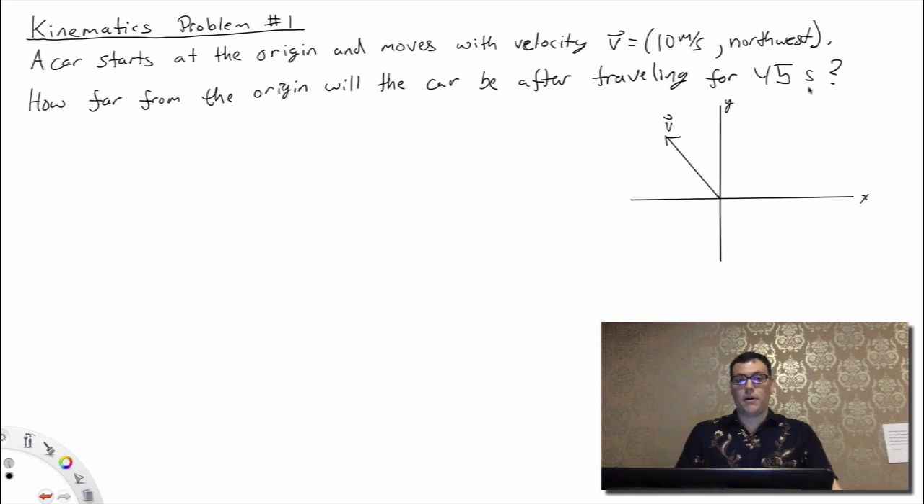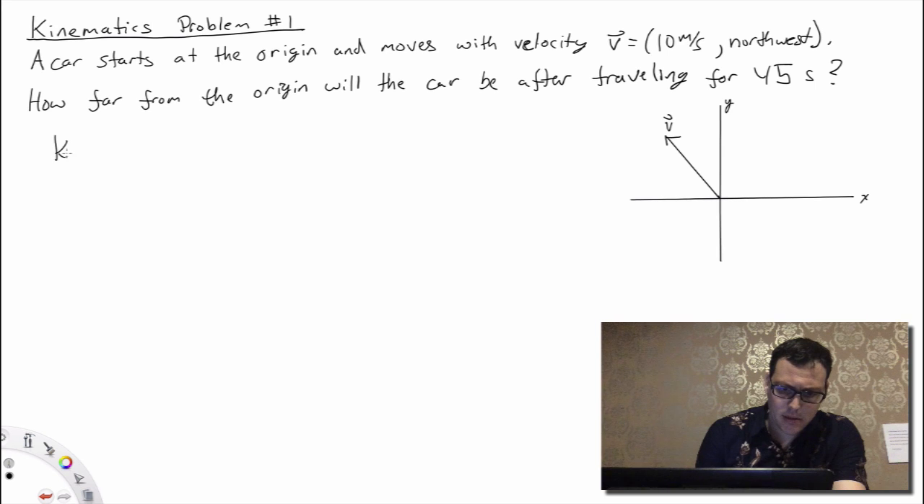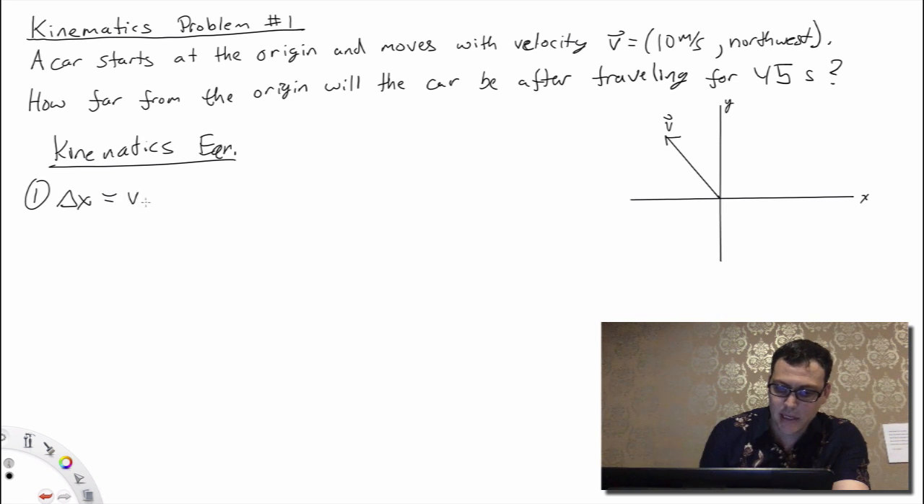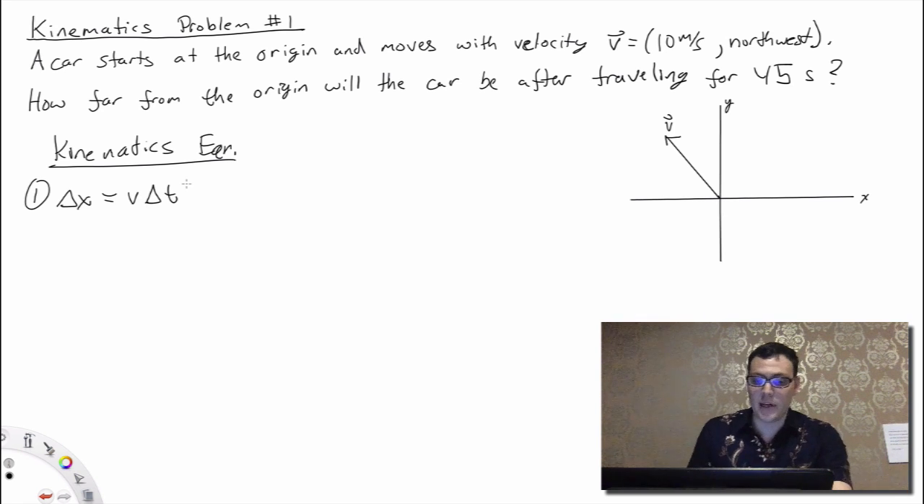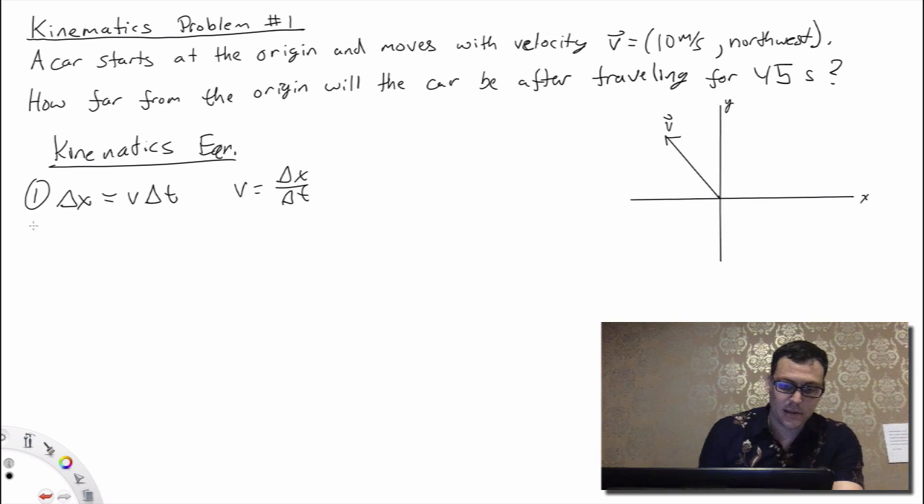All right, this is a kinematics problem. So let's write down our kinematics equations. The first kinematics equation states that the change in position, delta x, is equal to the velocity times the change in time. Now this is just the definition of velocity. Velocity is the change in x over the change in time. And if you just multiply both sides by delta t, you get to the first kinematics equation.